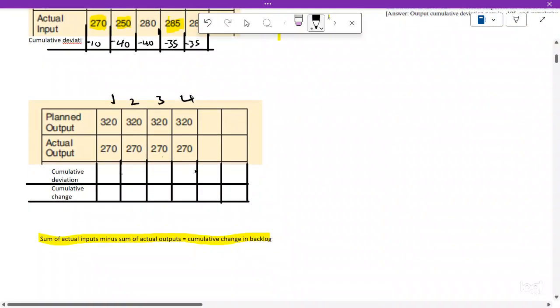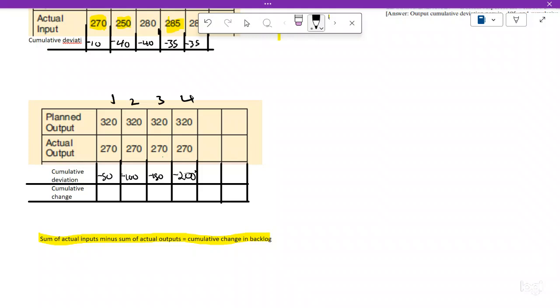Then we move right along. 270 minus 320, negative 50 again, and then plus, and then it becomes negative 100 again. And then there we get negative 50 again, plus 100 becomes negative 150.